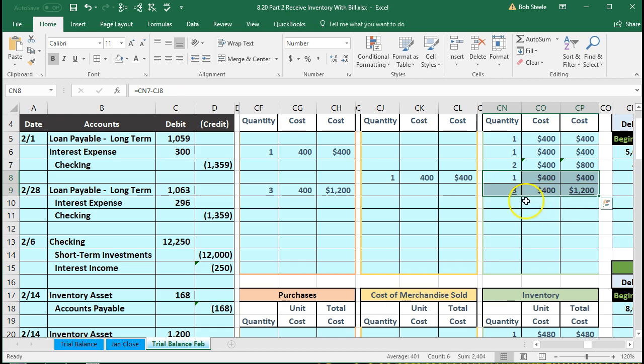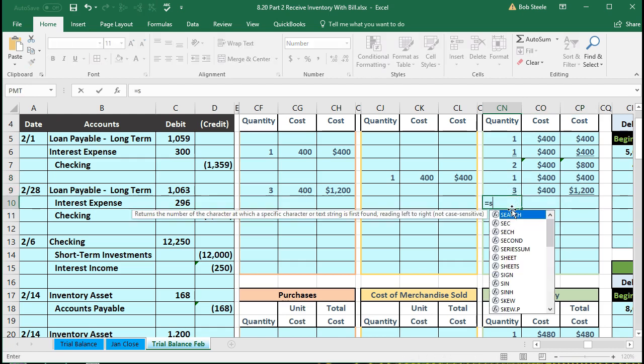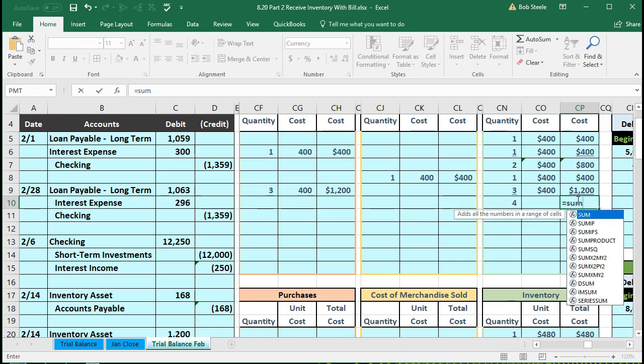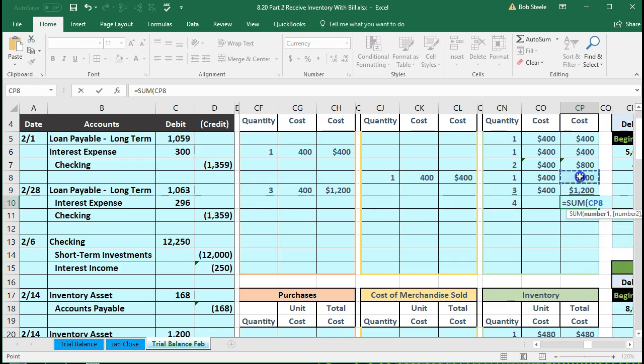So what we can say here is that we obviously have 4 units. I'm going to sum them up on this side, equals SUM and CN10. Double click the sum function. The 1 and the 3 is going to give us the 4. We're not going to sum this up because that would give us 800, and that doesn't make any sense because these are the unit costs. We're going to sum this side up, which is going to be the total cost, the 400 and the 1,200. So this is going to equal the sum, double click the sum of the 400 and the 1,200 and enter.